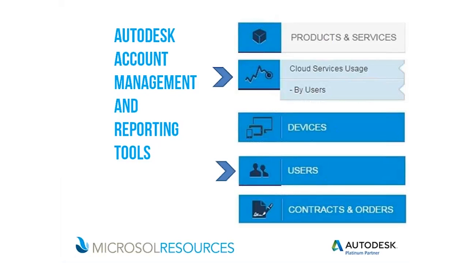So as you can see, we're going to start out, like Cora already went through the products and services, and I highlighted the two sections that I'm going to cover here, which are the cloud service usage, and to skip over the devices for now and go through users. And I am going to touch briefly on the contracts and orders as well, because that's pretty helpful.